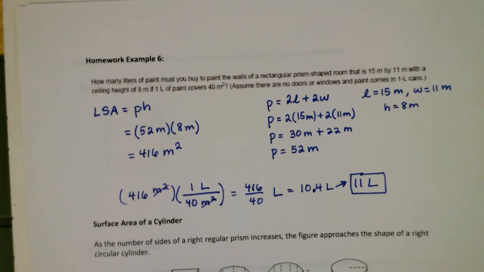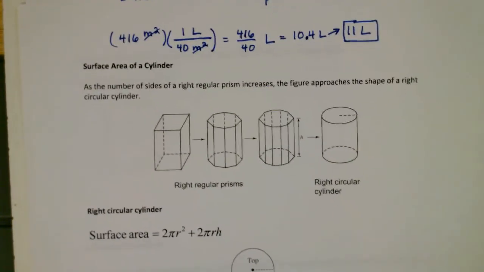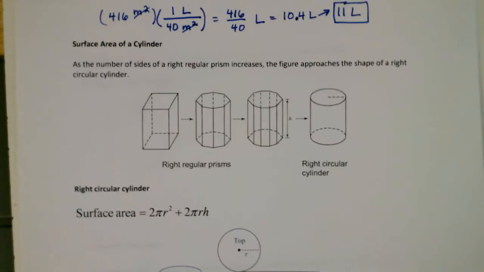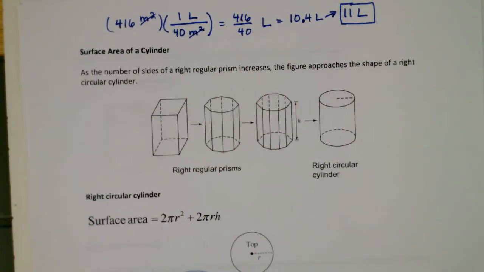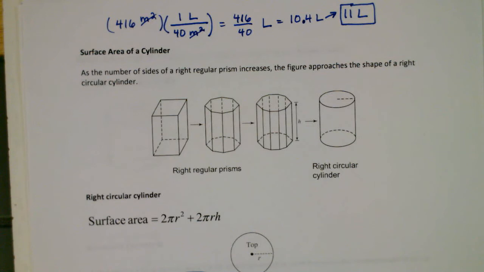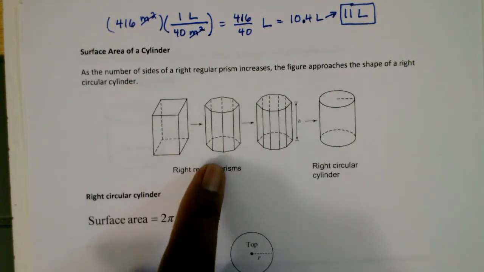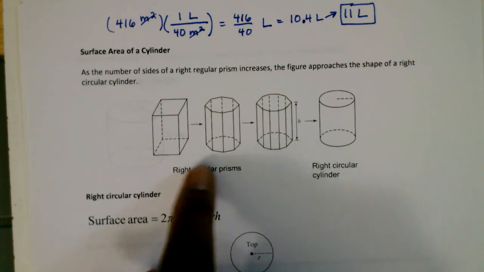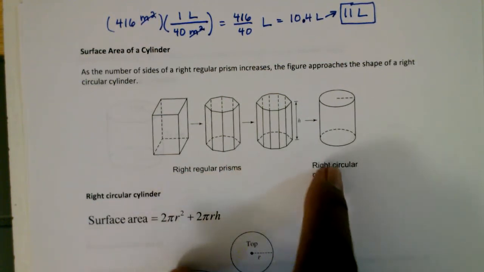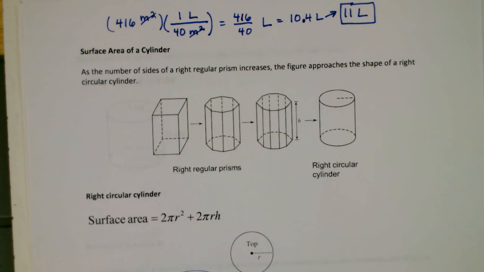All right, next we'll look at the surface area of a cylinder. You're going to have to think of a soda can as an illustration of a cylinder. As the number of sides of a right regular prism increases, the figure approaches the shape of a right circular cylinder. So if we increase the number of sides infinitely, we're going to get a right circular cylinder.